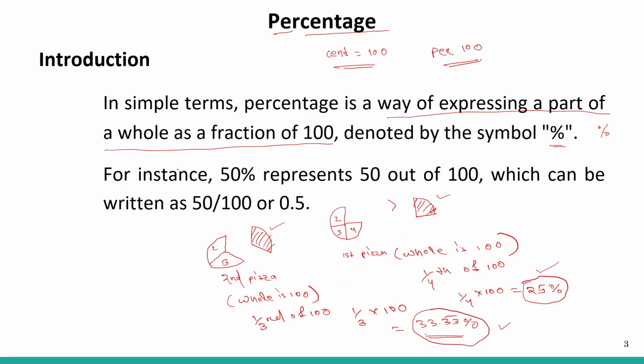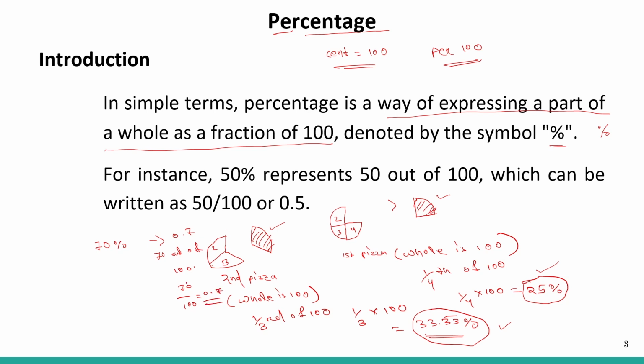So for instance, 50% represents 50 out of 100, which can be written as 50 by 100 or 0.5. So basically if you are given a percentage, let's say I have 70%, what it represents is 0.7, since I have 70 out of 100. So 70 out of 100 is 70 by 100. This is equal to 0.7.